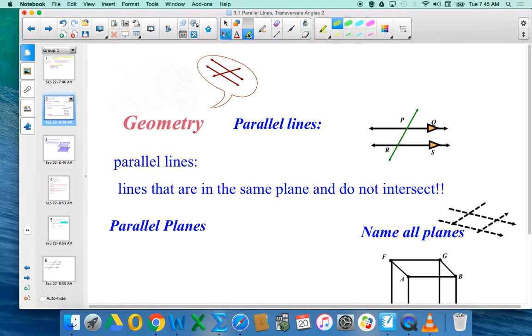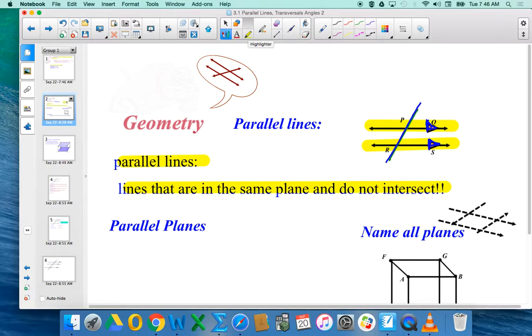What do we know about parallel lines? Parallel lines are in the same plane and do not intersect. So here I have a set of parallel lines. I know they're parallel because of these little marks on them. See how it has a little arrow? That indicates that the lines are parallel.